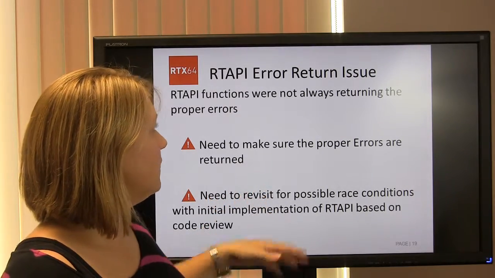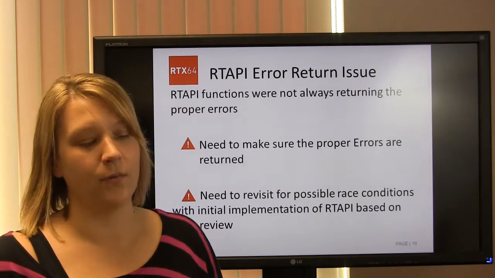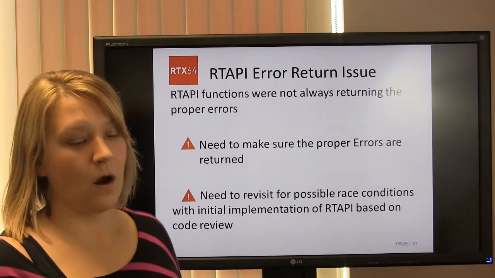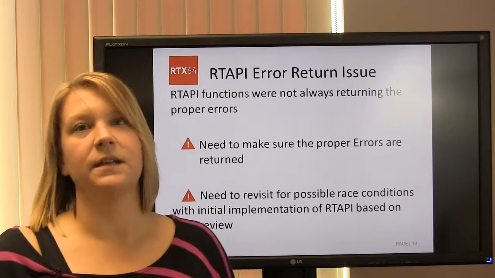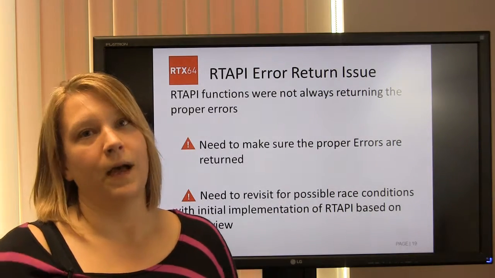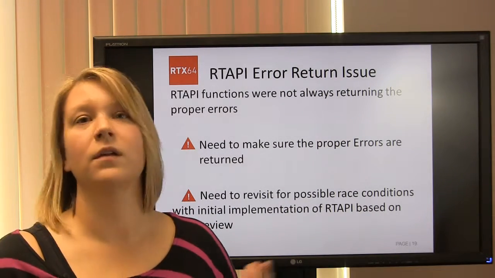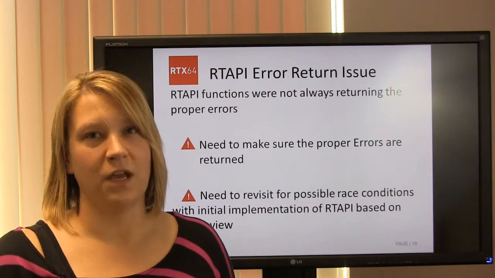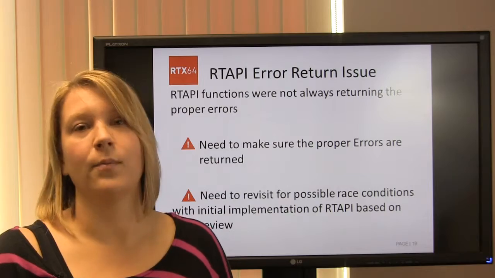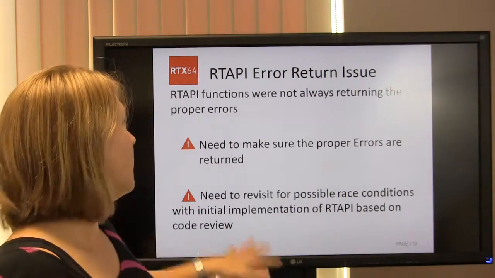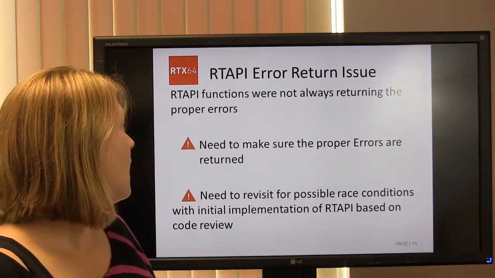Some other issues that we've resolved in the product concern RTAPI error returns. We had an issue with the base release and update 1 where RTAPI API calls, which are the calls within the Windows application linked to RTX64, were not always returning the proper error code. So that's something we fixed in this release.